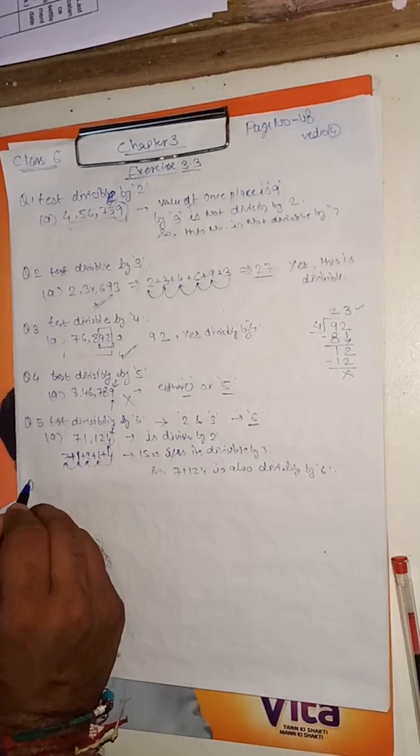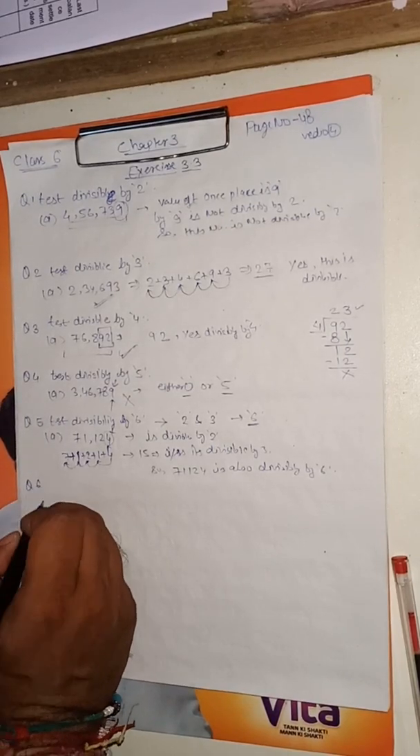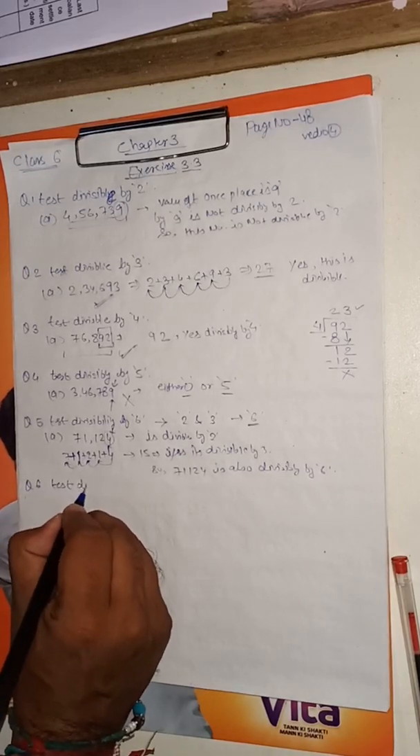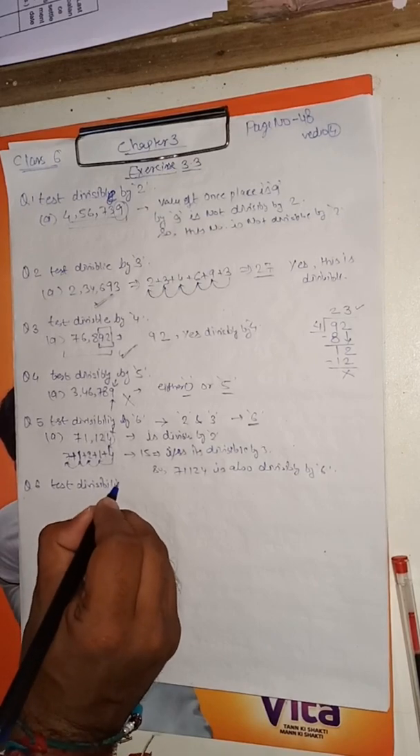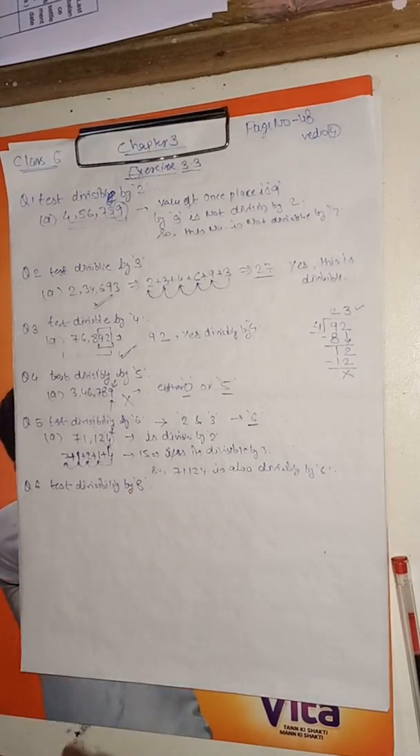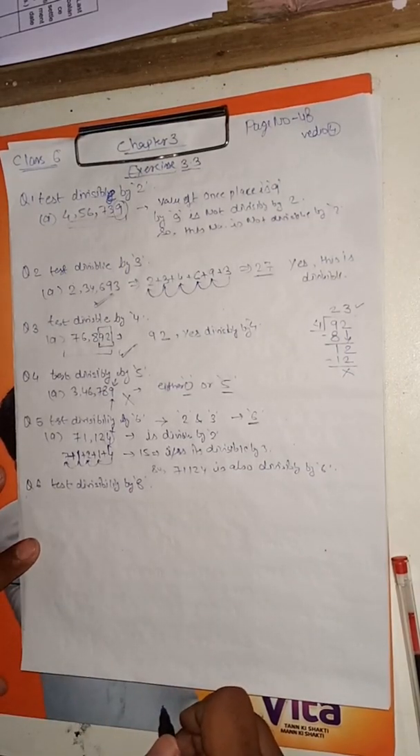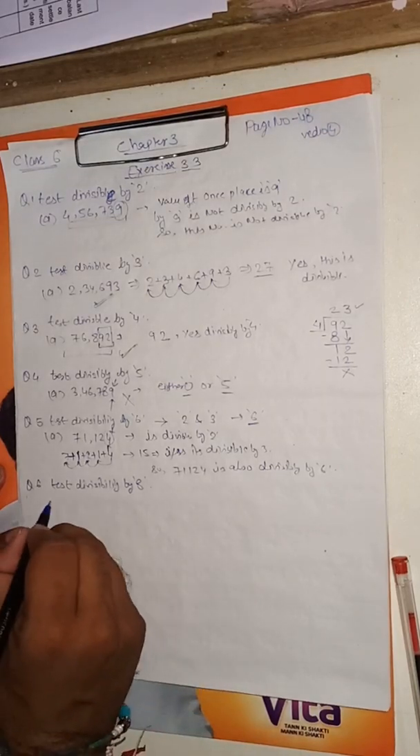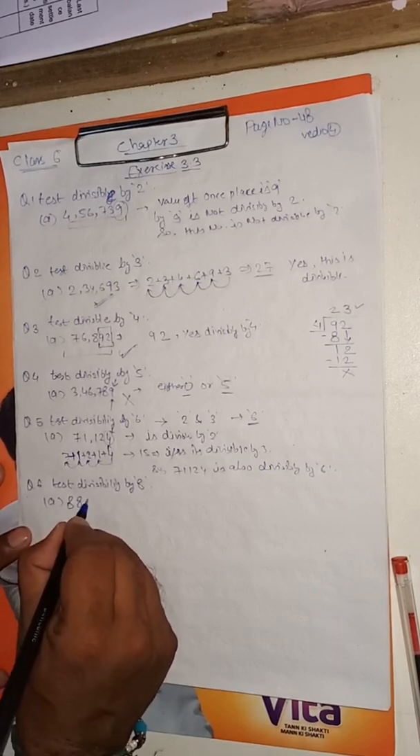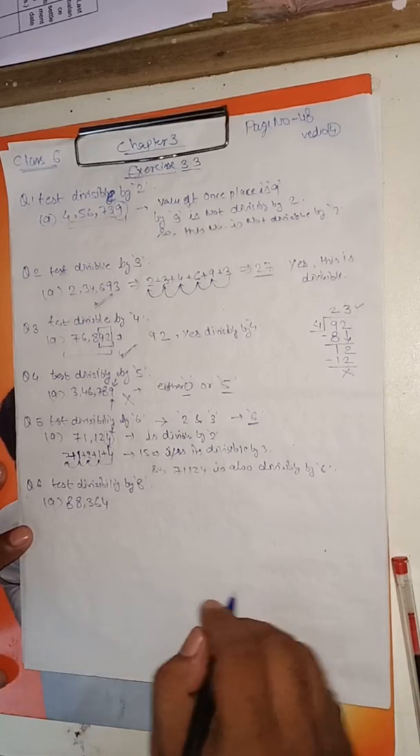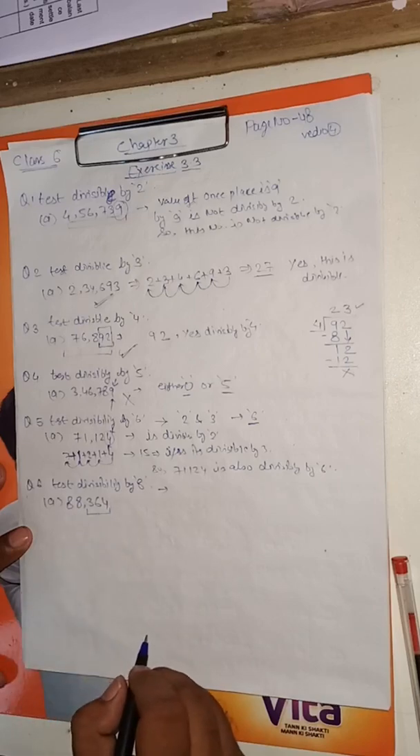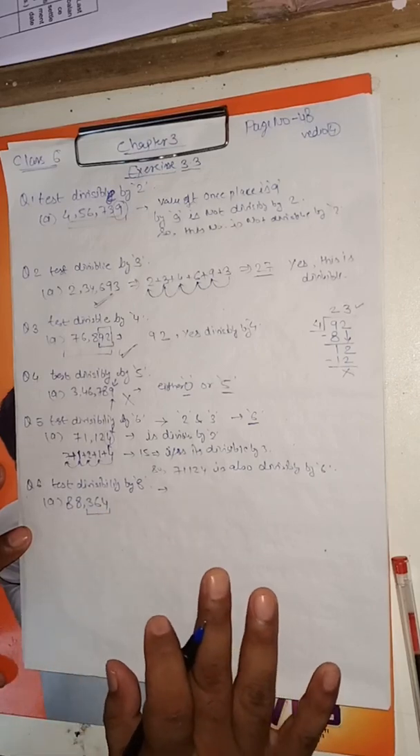Okay, now we go for question number 6, that is test divisibility by 8. What the rule says for the test of divisibility by 8? Take our question number first, that is 8364. If the last 3 digits are divisible by 8, then that number is divisible by 8.